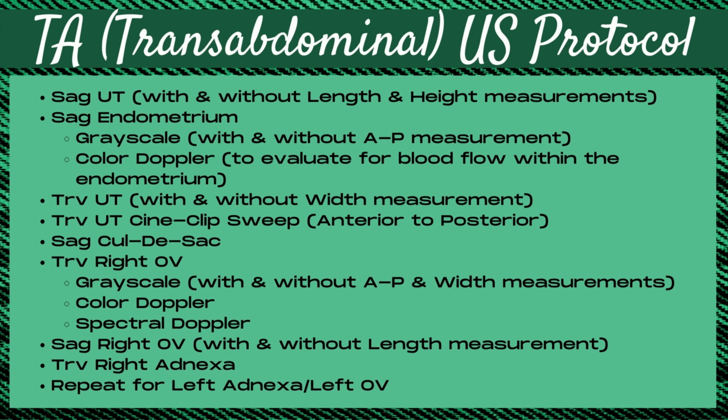And then one of the most important images that you take is a transverse right adnexal picture. Adnexa is just a fancy word that means next to. So this is the space that's next to the uterus that encompasses the region that has the ovary and fallopian tube and broad ligament. And you're just documenting that there's no free fluid or masses within this space. Then you want to repeat all of that for the left adnexa and the left ovary.